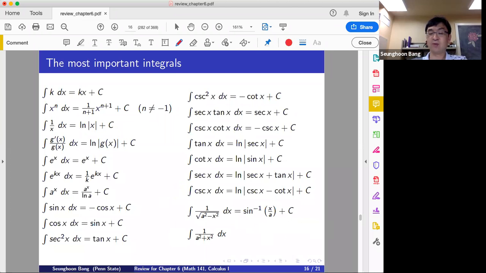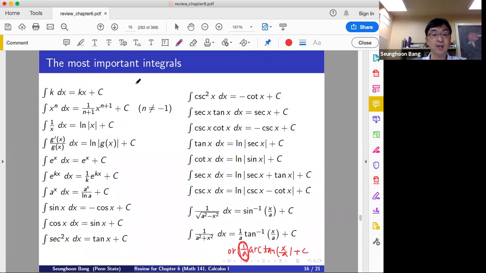Remember this one? The integral of 1 over a squared plus x squared dx. So what is your answer? Yes, the answer is 1 over a inverse tangent of x over a, or 1 over a arc tangent. It doesn't matter. Arc tangent of x over a plus c. So really be careful. We have 1 over a. This is like a key.